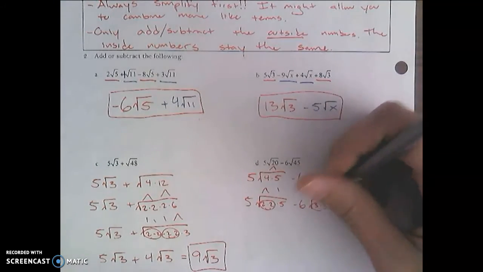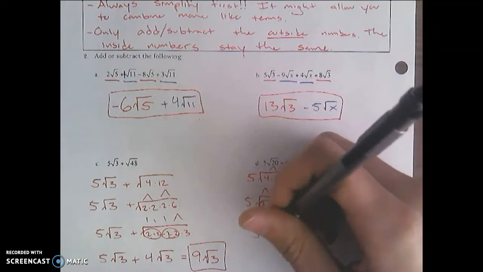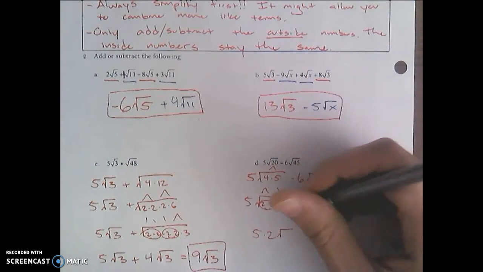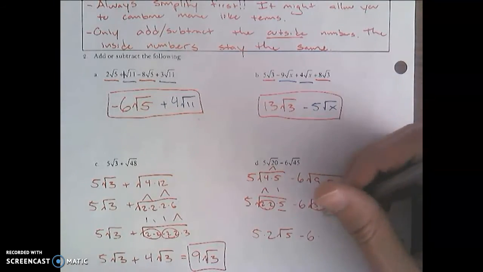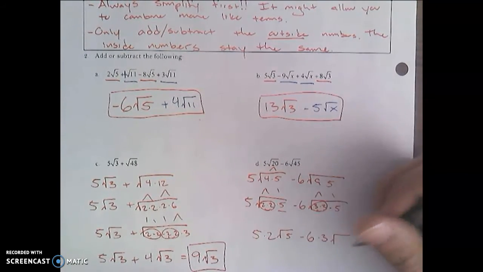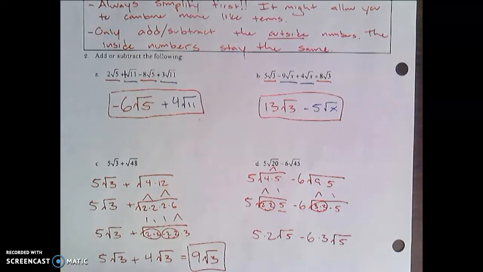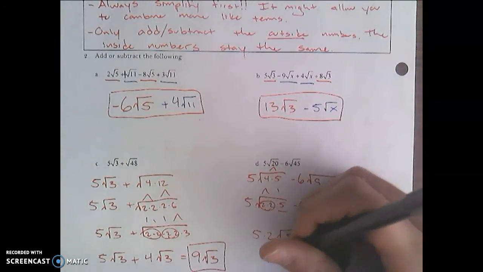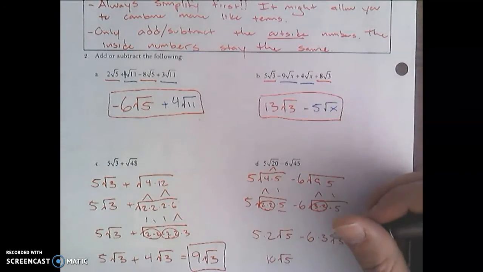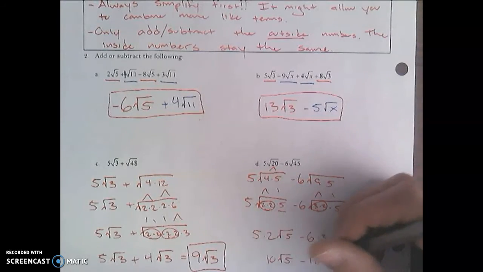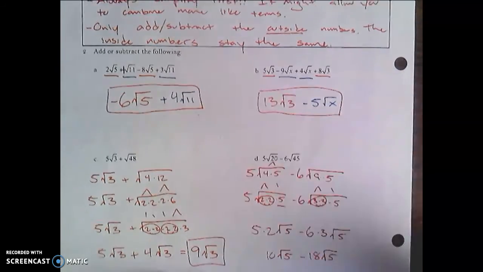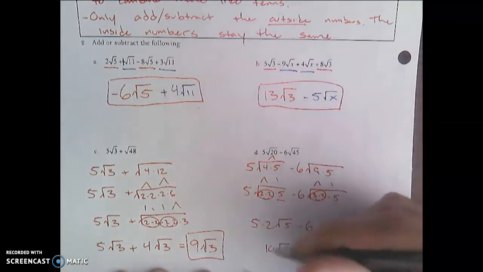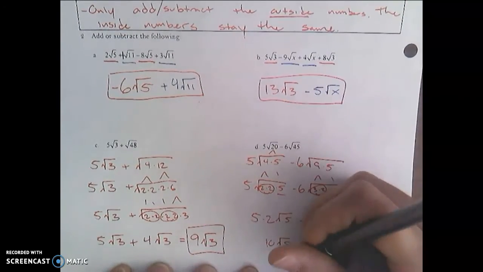We pull out our partners, so we pull out a 2, so we have 5 times 2. And then on the inside, what's left over is just 5. For the next term, we have minus 6 times, we pull out a 3, and what's left over is just 5. 5 times 2 is 10, root 5. We have minus 6 times 3 is 18. And what's left over is root 5. And we have 10 root 5 minus 18 root 5. We can combine these. So the radical stays the same. We still have root 5. But then we have 10 minus 18 gives us negative 8.